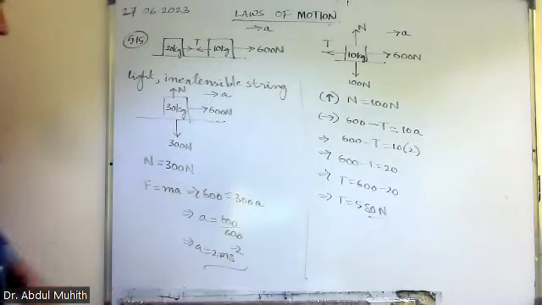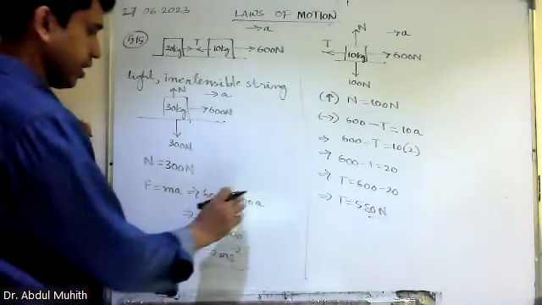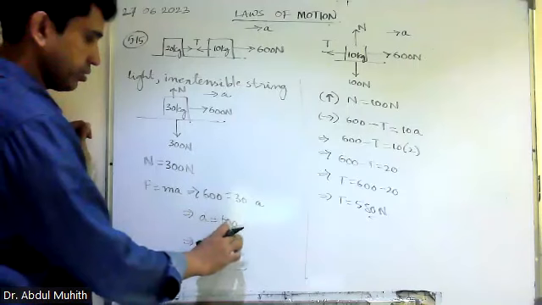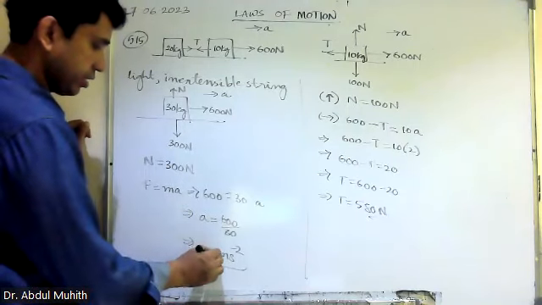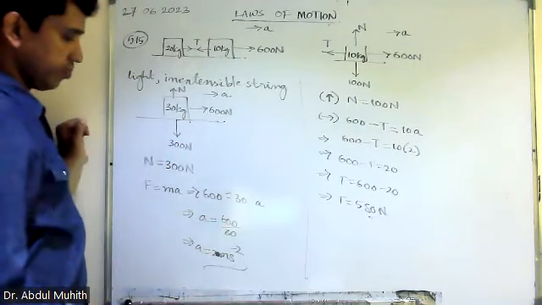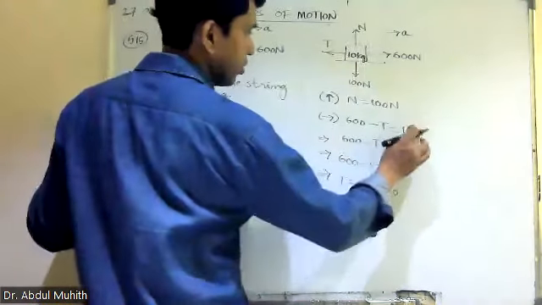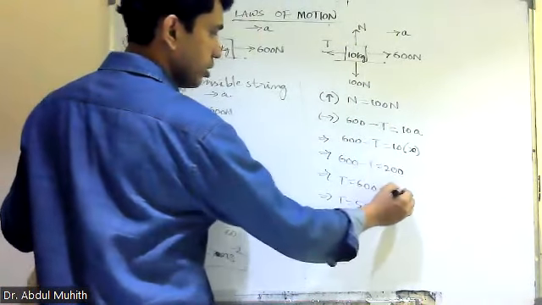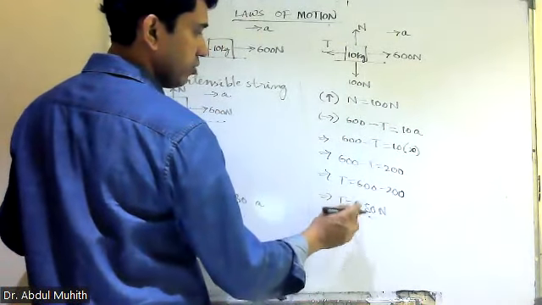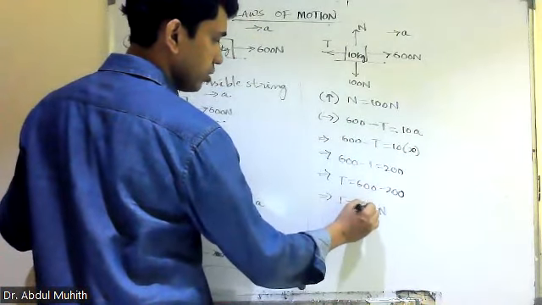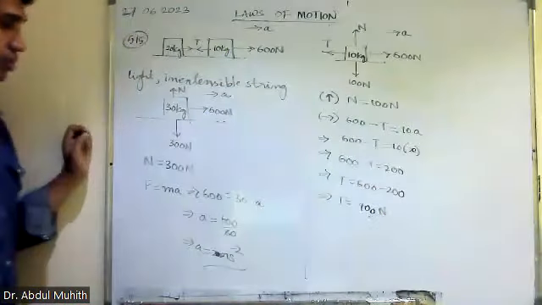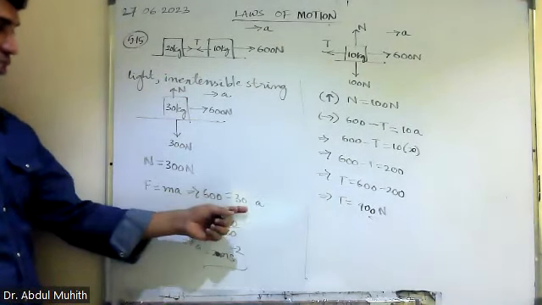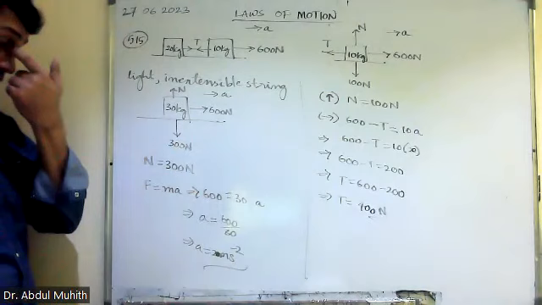I think I made a mistake there. In F equals ma, I have to take 30, not 300. So 600 equals 30 into a, and acceleration is 20. So I'll make it 20 here, so it is 200, this is also 200, and how much will it be now? 400, right? Here I made a small mistake: the mass is 30, not 300. So 300 is the weight.